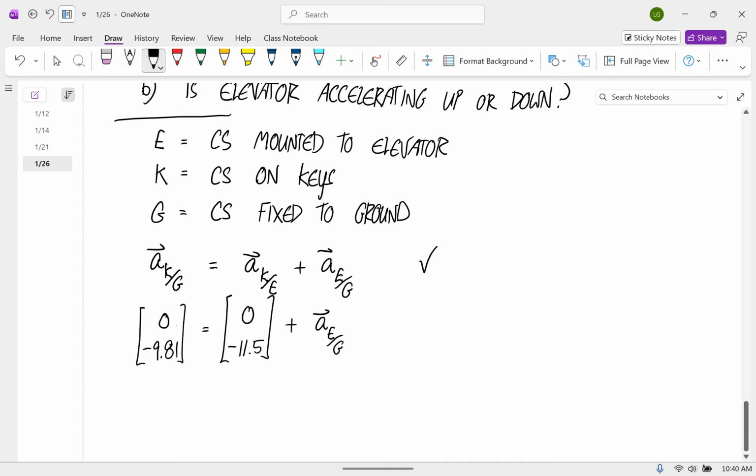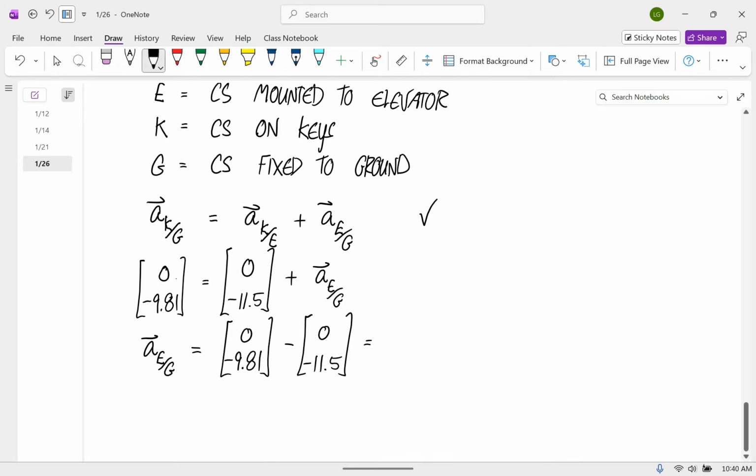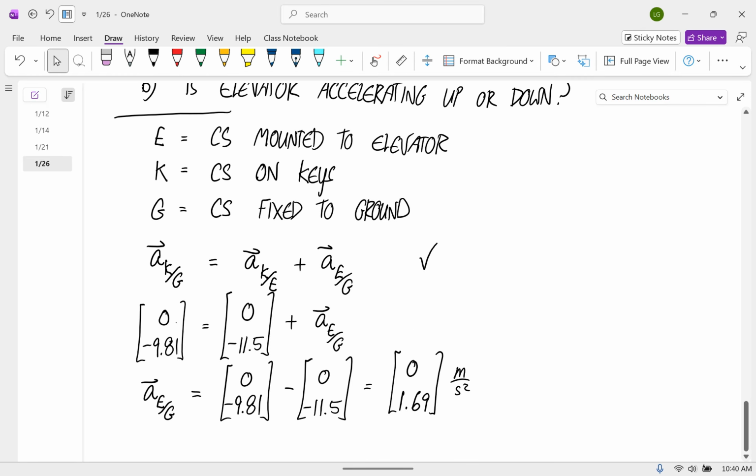And so now you can subtract the vector on the right side of the equation from the left side, and you get that the acceleration of the elevator relative to the ground is 0, negative 9.81 minus 0, negative 11.5. And so that is 0, positive 1.69. Okay, so that is the first answer. That is our vector acceleration of the elevator.